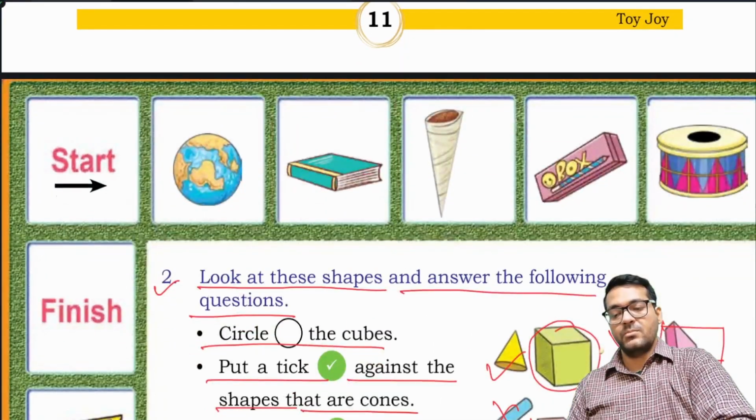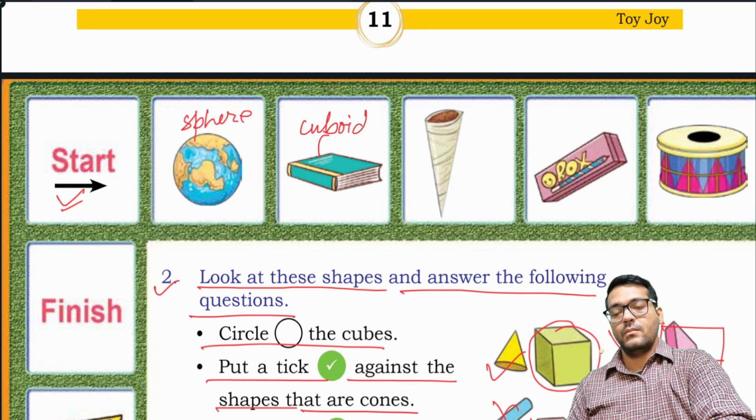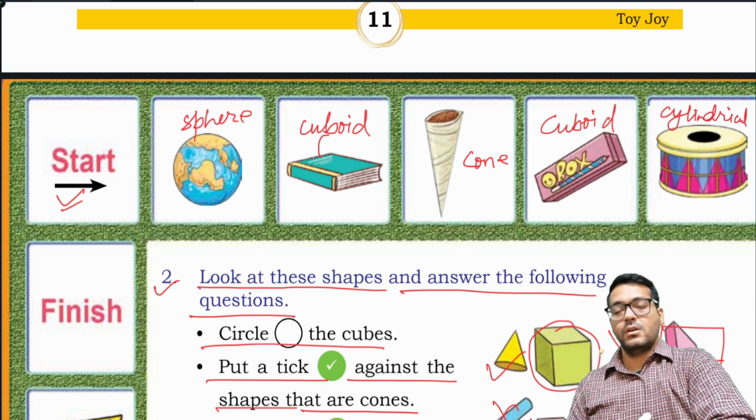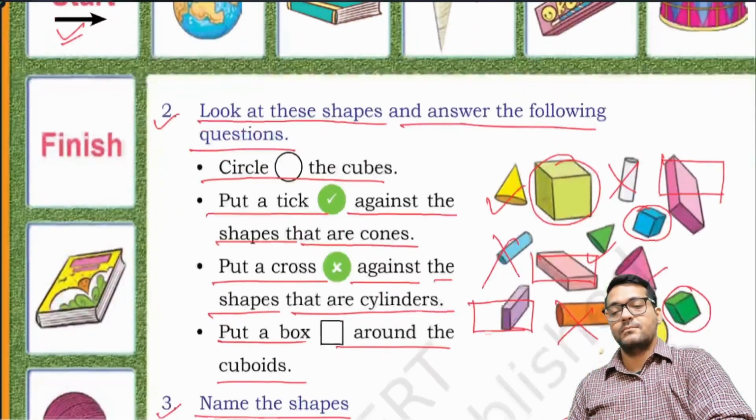The game starts from here. This is earth, sphere, book, cuboid, paper cup, cone, box, pencil box, cuboid, drum, cylindrical. You have to move your counters as per the number on the dice.